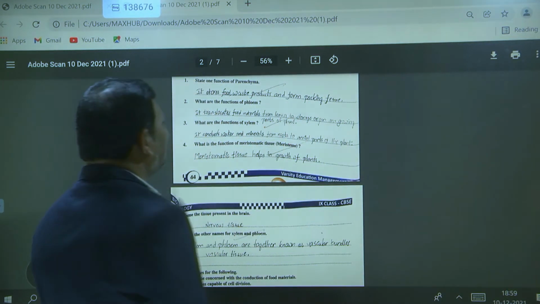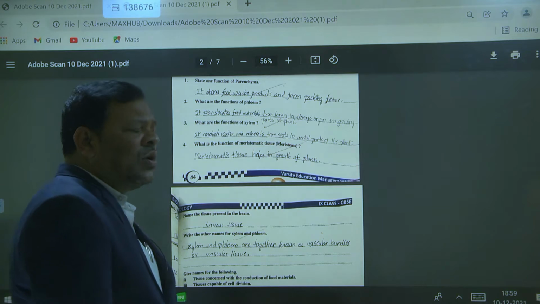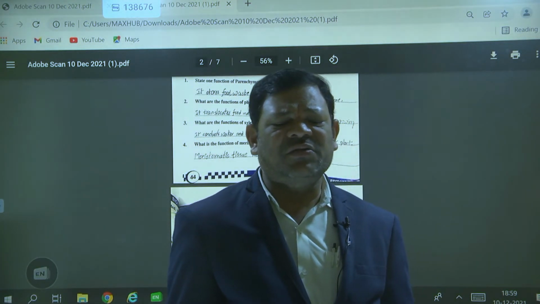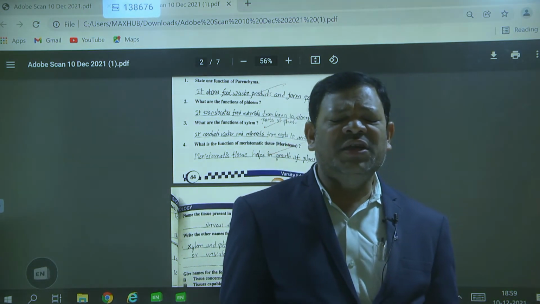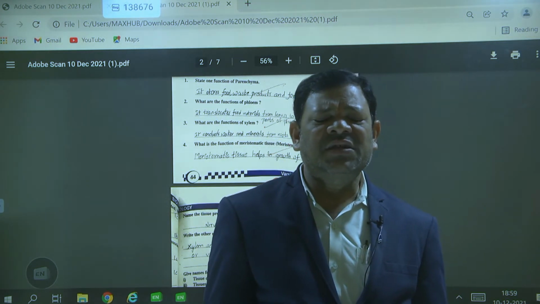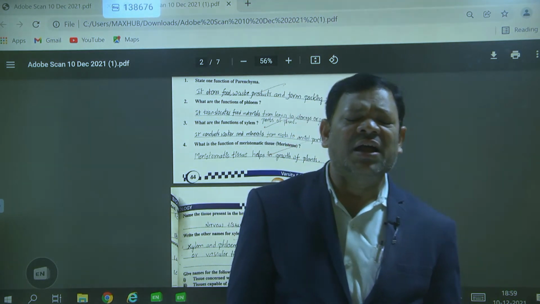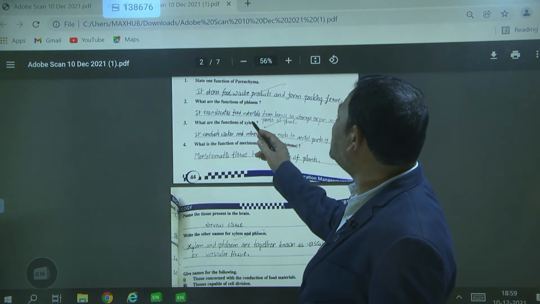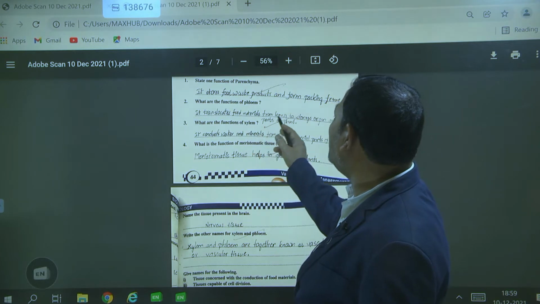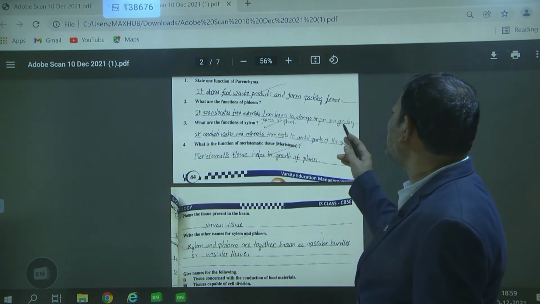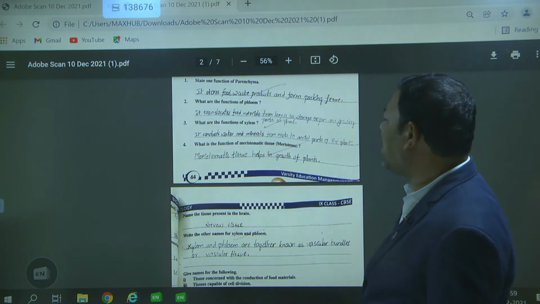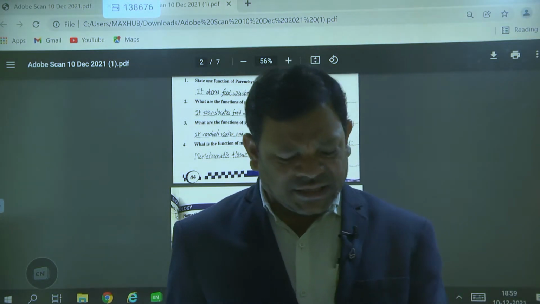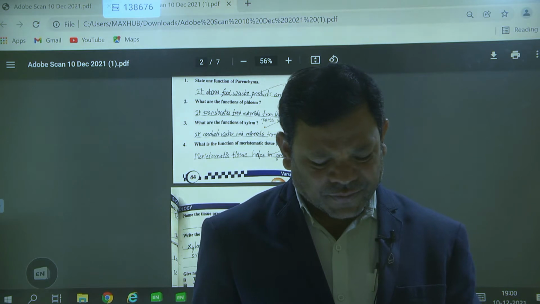What are the functions of the phloem? You know very well. Phloem conducts food material, distributing it to the different parts of the plant body. Food is made in the day, especially in the leaves. That food is distributed to the different parts of the plant body through the phloem. It translocates food material from the leaves to the storage organs and growing parts of the plants. Is it correct? Yes, sir.